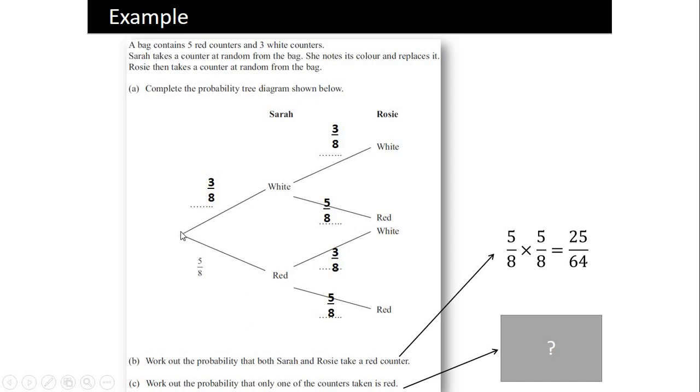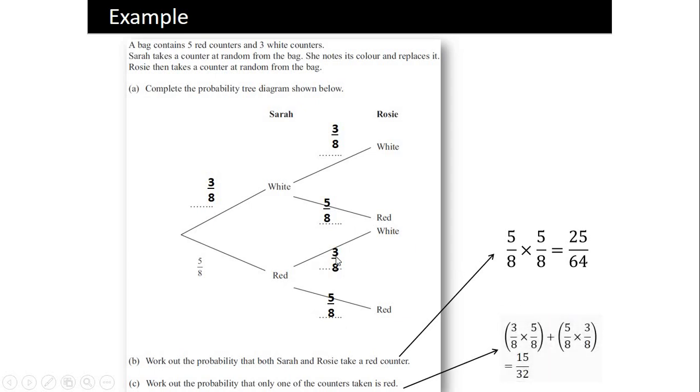So actually I want to work out the probability of white and then red, the probability of red and white, and then I want a combined probability. So it means I want this or this. So I will add these together.